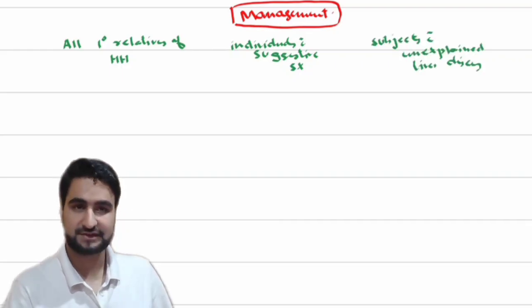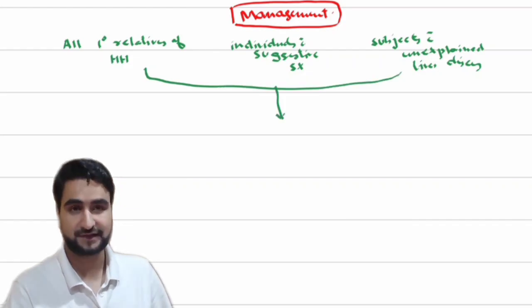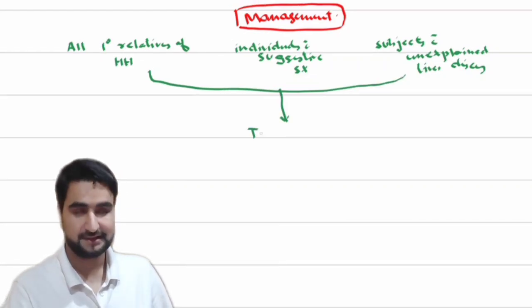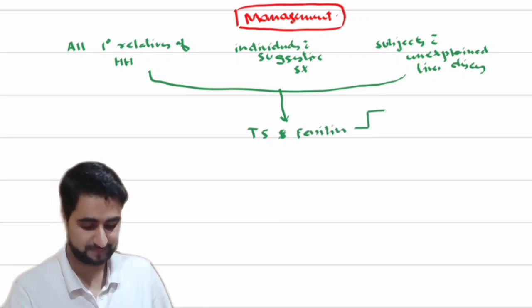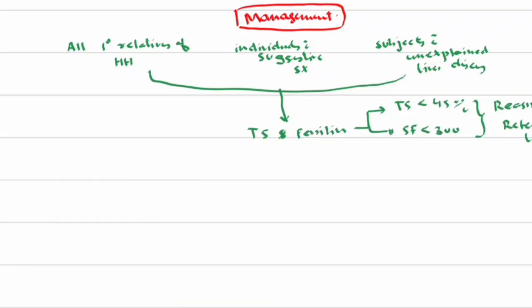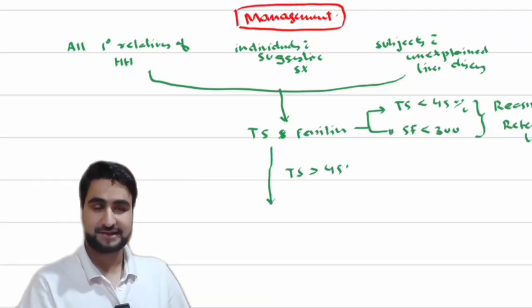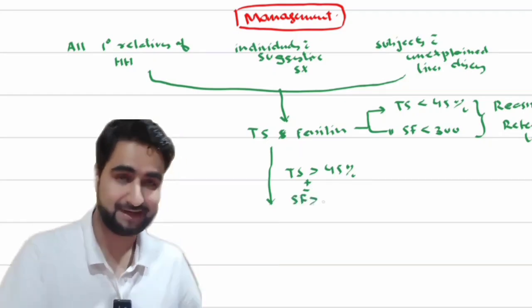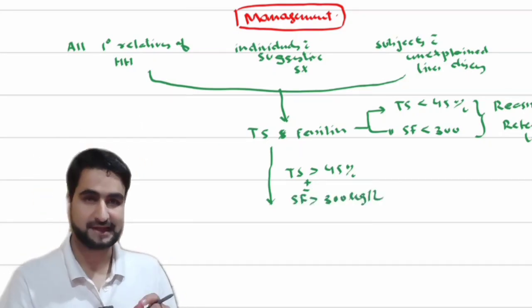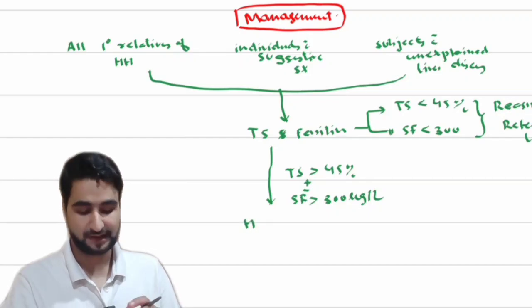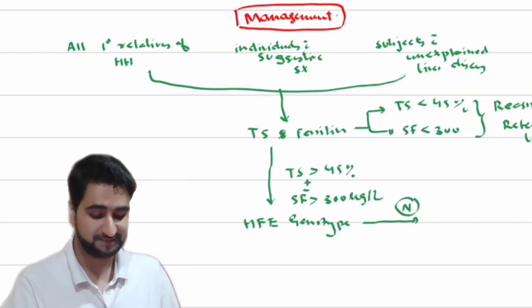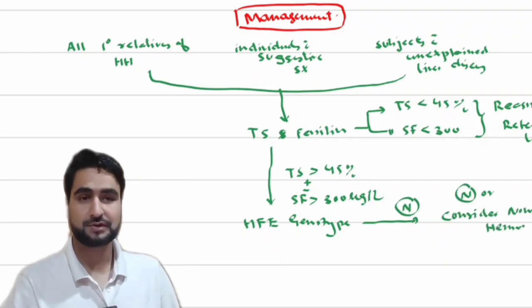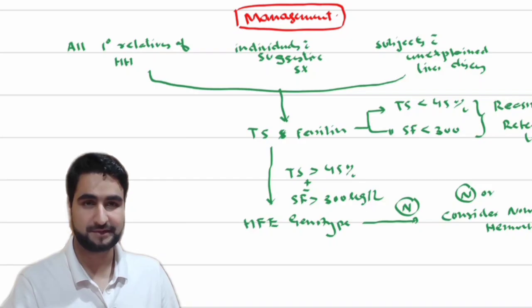If transferrin saturation is less than 45% and serum ferritin levels are less than 300, then you need to reassure the patients it's not hereditary hemochromatosis, or you may retest later. Now, if the transferrin saturation is greater than 45% and it is associated with serum ferritin levels greater than 300 micrograms per liter, then you have to do gene analysis, that is HFE genotype. If it is normal, you can consider it normal, or it may be a non-HFE related protein that's involved.